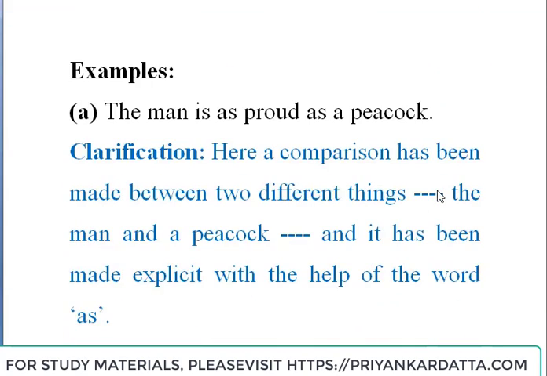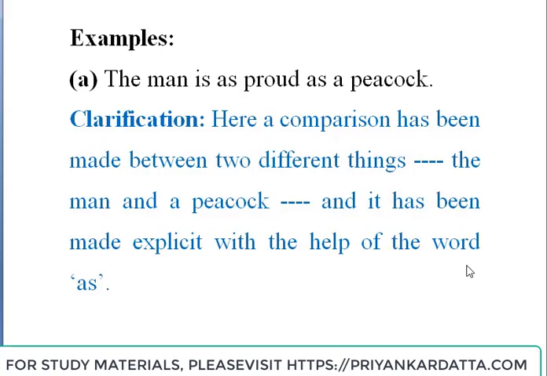So, in order to clarify the use of such kind of simile, I have provided here two examples. The first example is, the man is as proud as a peacock. Now, if you are told to clarify the use of simile in this expression, you will have to answer it in this way. Here a comparison has been made between two different things. Then you will have to mention the two different things, the man and a peacock, and you will have to add with it that it has been made explicit with the help of the word as.